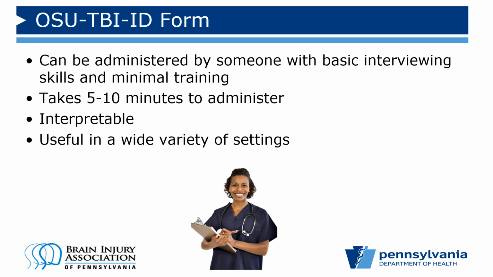The OSU-TBI-ID can be administered by anyone who has a background in basic interviewing skills and some minimal training. It's a quick tool to administer. In the context of another interview, it takes no more than 10 minutes for most individuals to get through this screening. It's interpretable. The OSU-TBI-ID has reliability and validity information, and it suggests on its backside what kind of events actually lead to that conclusion that, yes, this person is positive for a history of brain injury. And it's applicable and can be used widely in a variety of settings and with many different kinds of patients.